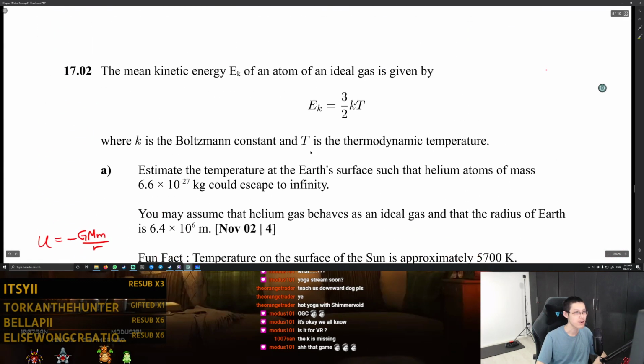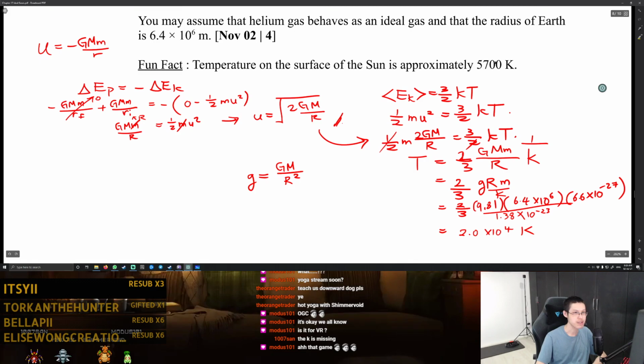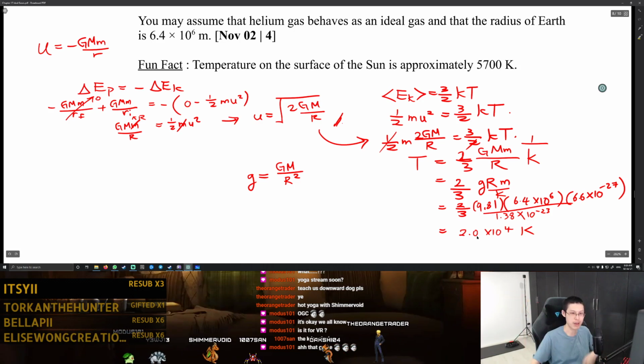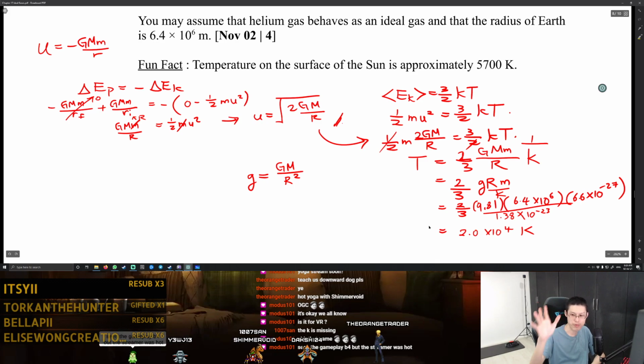Okay, so you can see for the surface of the Sun, it's about 5,700. So if the Earth's temperature goes up to 4 times the surface temperature of the Sun, then the atmosphere is going to evaporate. It flies off to infinity. Poof.